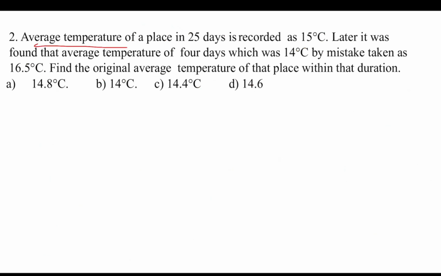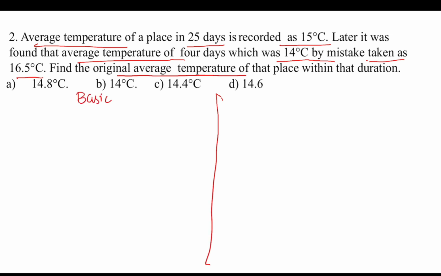So the average temperature of a place in 25 days is recorded as 15 degrees centigrade. Later it was found that the temperature of 4 days was actually 14 degrees centigrade, but by mistake it was taken as 16.5 degrees centigrade. So what is the original average temperature? We'll do this with two methods, the basic method and the deviation method.